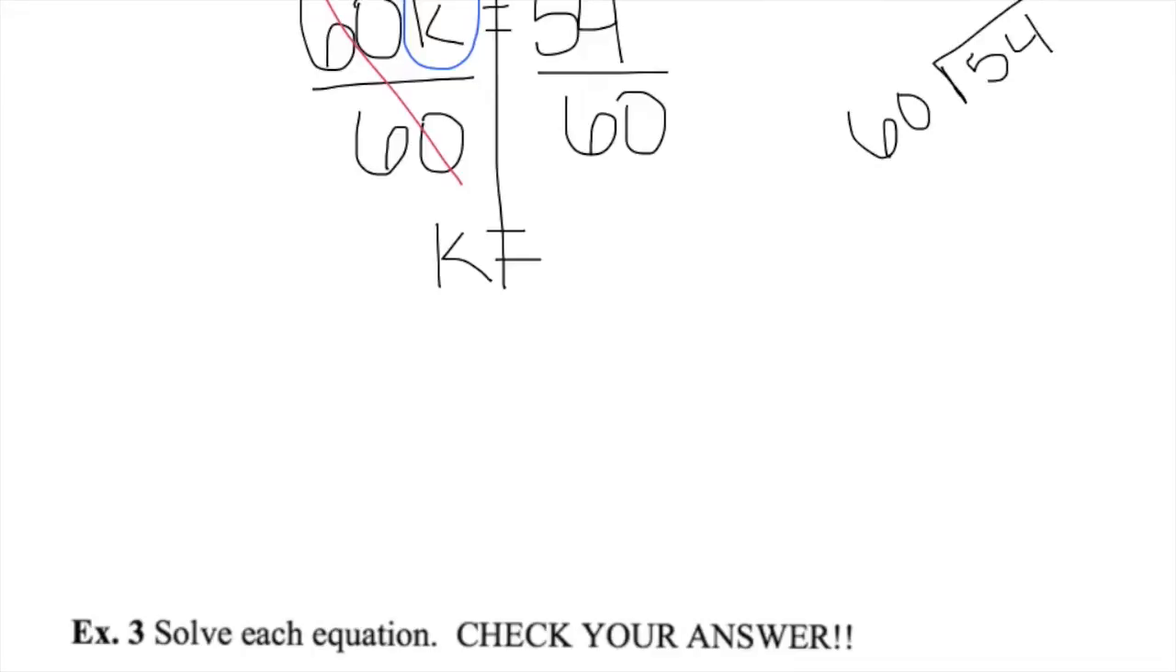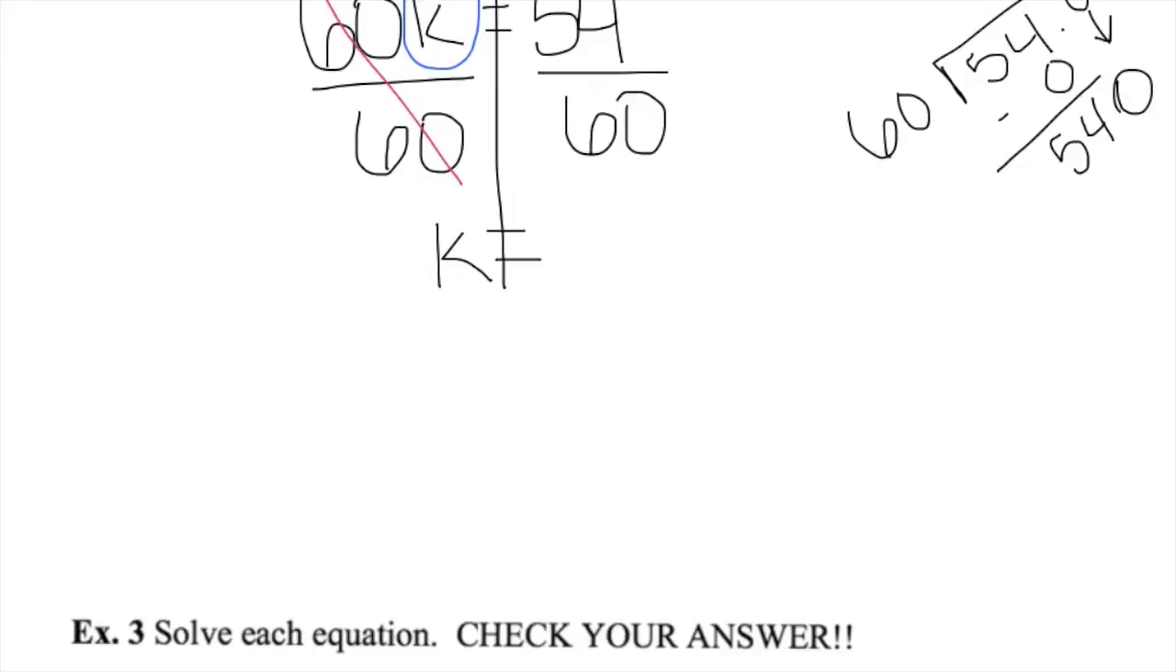60 does not go into 54, so I need to write a 0 and add the decimal and a 0 so I can drop it, and keep going. Okay, so 54 minus 0 is 54. And then I got my 0 that I can drop down. And then 60 and 540.